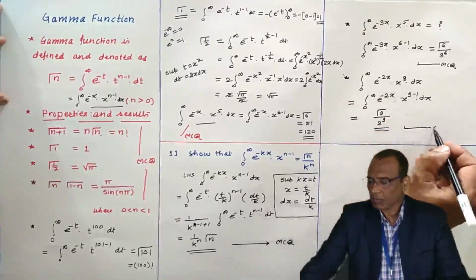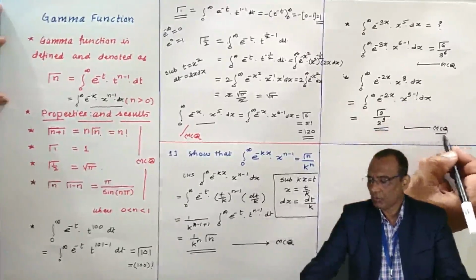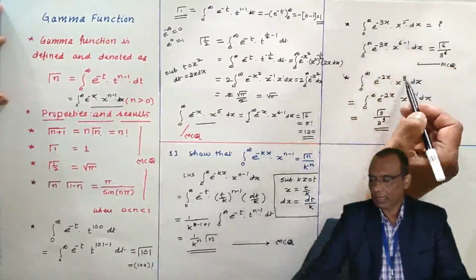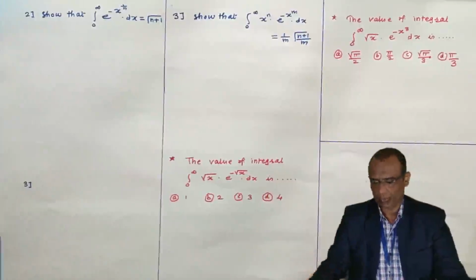So this type of question may be asked as an MCQ for evaluation of integrals. The numbers 3, 2, 5, 8 may be replaced by any other fixed constant.